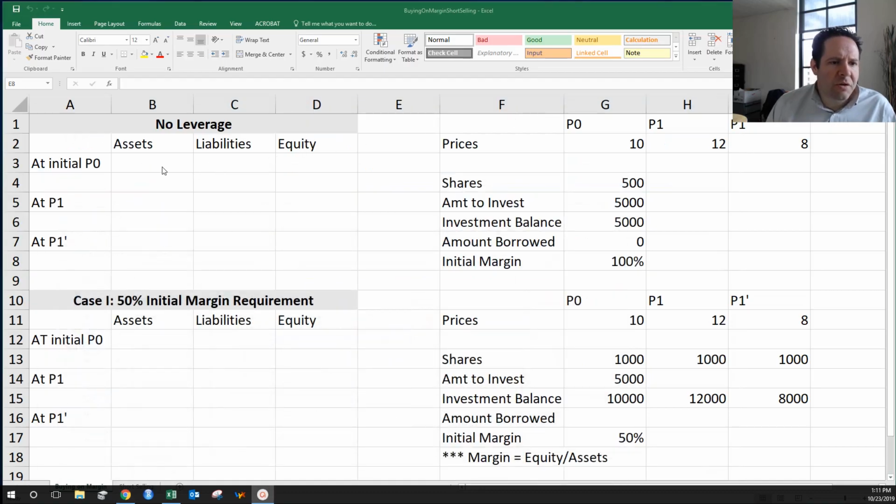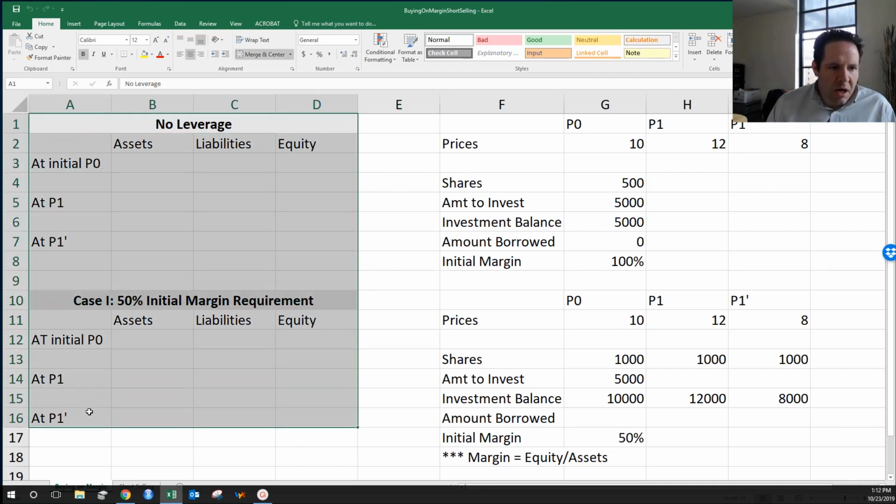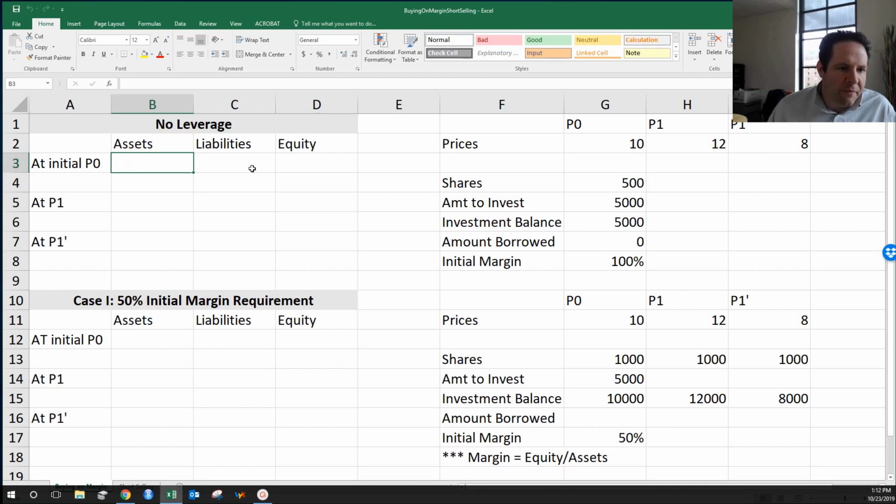So here's the spreadsheet you would open for the case, and this is organized in a couple of different ways. Here on the left-hand side of the spreadsheet is basically the accounting side. So you can think about your investment portfolio or your investment position as a balance sheet with assets and liabilities, and ultimately the equity is what the investor cares about having. And so we're going to organize this in that fashion.